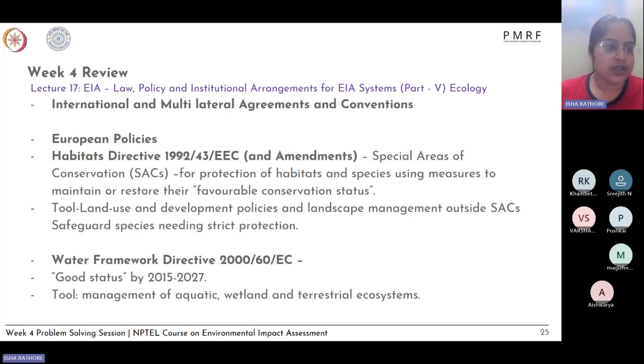Then we also have the Water Framework Directive of 2000. This is for establishing a good status for the quality of water, and the tools they use are management of aquatic, wetland, and terrestrial ecosystems.